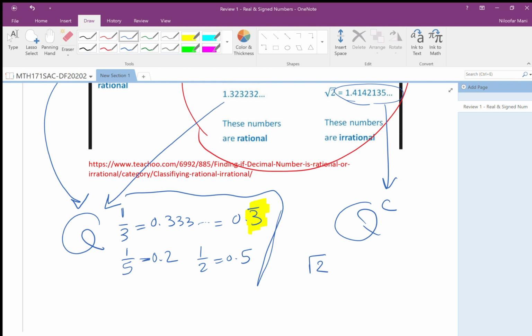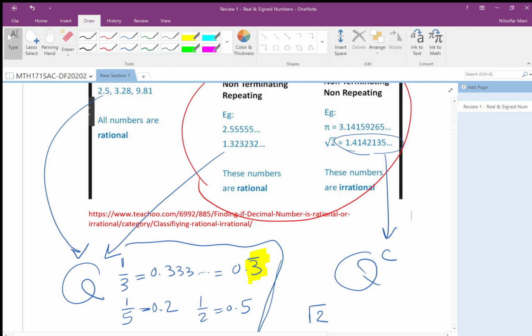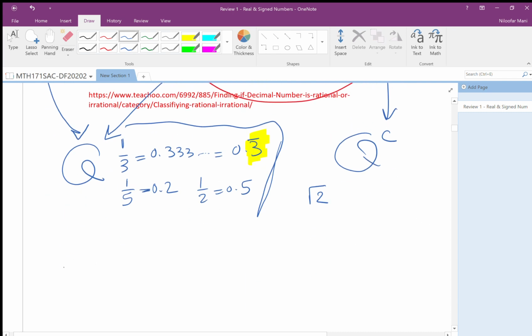How about pi? Look at pi. For pi, many of us use 3.14 when we are not using a calculator. That's a very good approximation, but it's not pi. 3.14 is terminating and it's a rational number. See, pi is not 3.14. 3.14 is 314 divided by 100 and it's a rational number. Pi is an irrational number. I know it's a good approximation, but it's wrong.